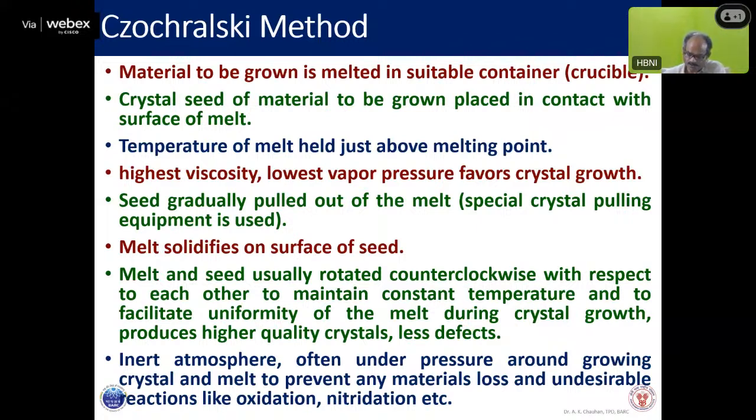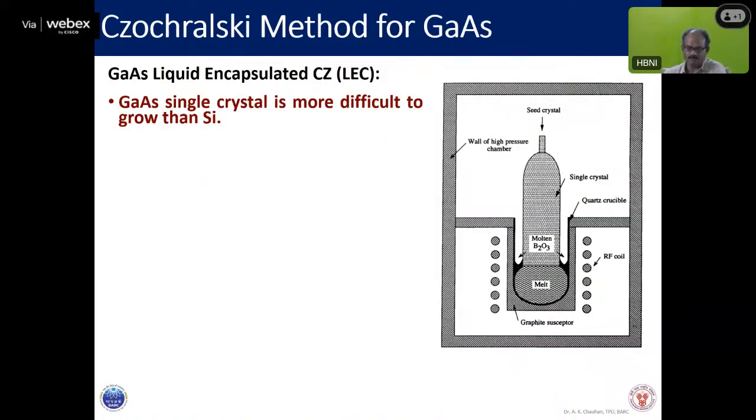An inert atmosphere, often under pressure, is kept around the growing crystal and melt to prevent any material loss and undesirable reactions like oxidation. For example, nitrogen reacts with some materials, especially at high temperature, where it prefers to react. Therefore sometimes vacuum and sometimes inert atmosphere is used.